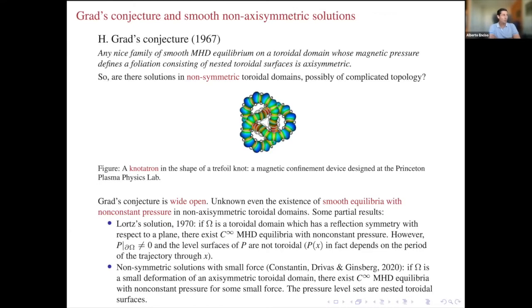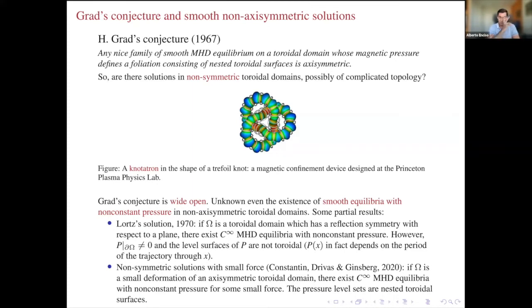What we would really love to know is the answer to Grad's conjecture. Grad's conjecture, which is relevant in plasma physics, was proposed about 50 years ago, and essentially it says that it's very hard to get solutions of the kind we want. That means with pressure constant on the boundary, pressure non-constant, and level sets that are nested toroidal surfaces. It's very hard to get solutions like that unless the domain is axisymmetric. So specifically, if we have a nice family of solutions like that, Grad conjectures that should mean the domain is axisymmetric, or these solutions are axisymmetric.